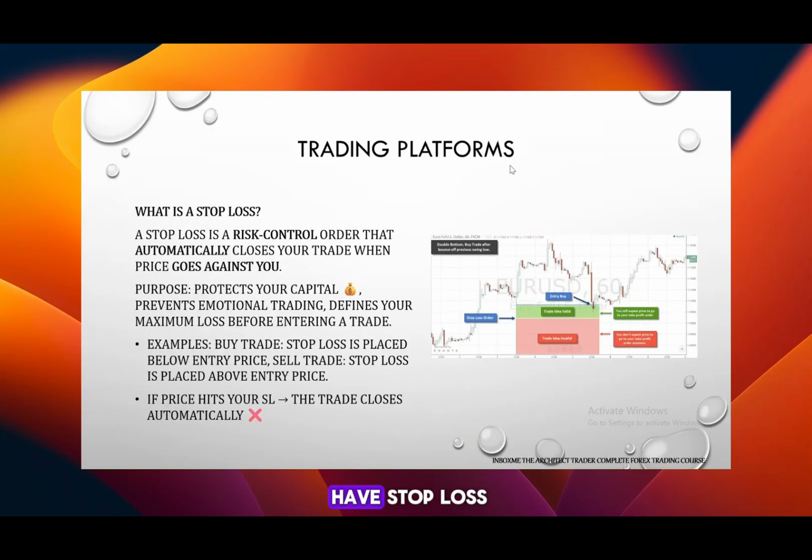So now we have stop loss. Stop loss is a risk control order that automatically closes your trade when price goes against you. I explained that the only thing you can control in the forex market is your risk. That's the only thing you can control. So for every trade you place, there's a particular point where the market will go against you, and it will only take how much you are willing to risk. That's the work of the stop loss.